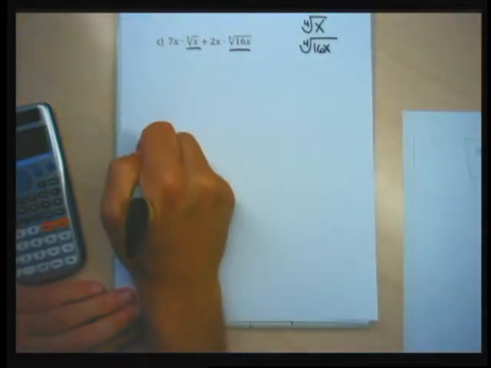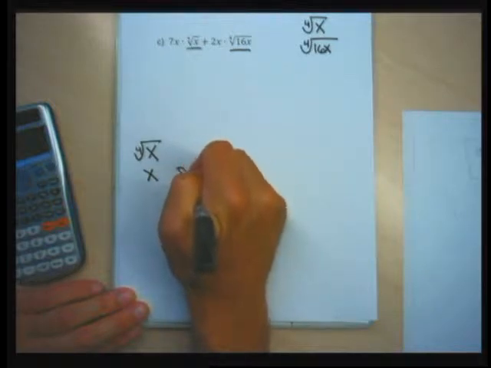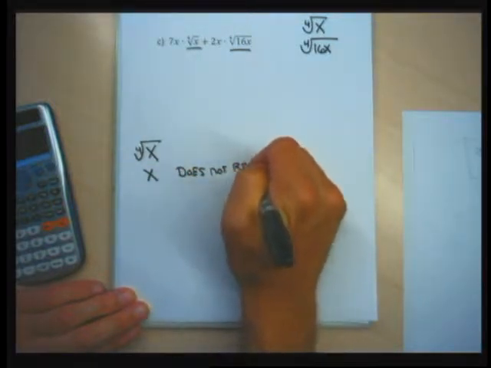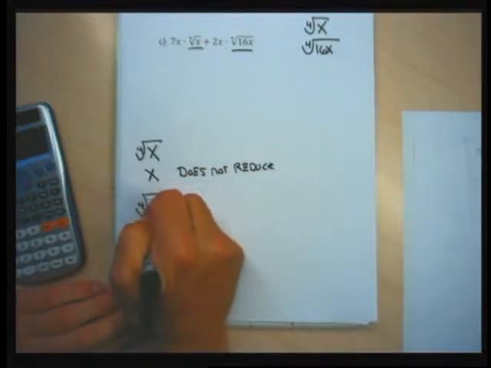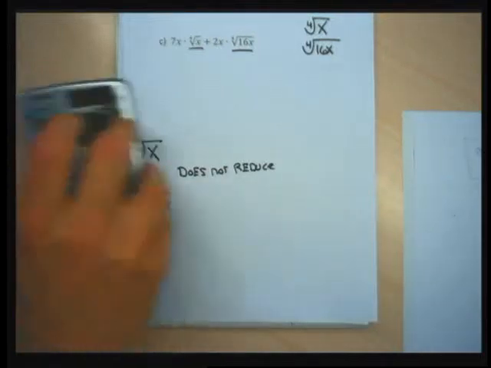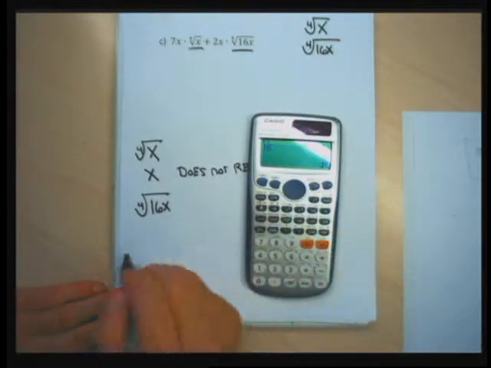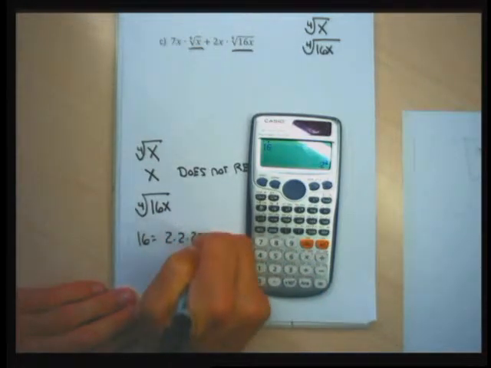The first radical, under it's just a single x, it doesn't reduce, because to reduce a radical with a fourth root, you have to have a 4 of a kind. The second radical with a 16 and an x, if I do a prime factor tree for 16, 16 equals 2 times 2 times 2 times 2.